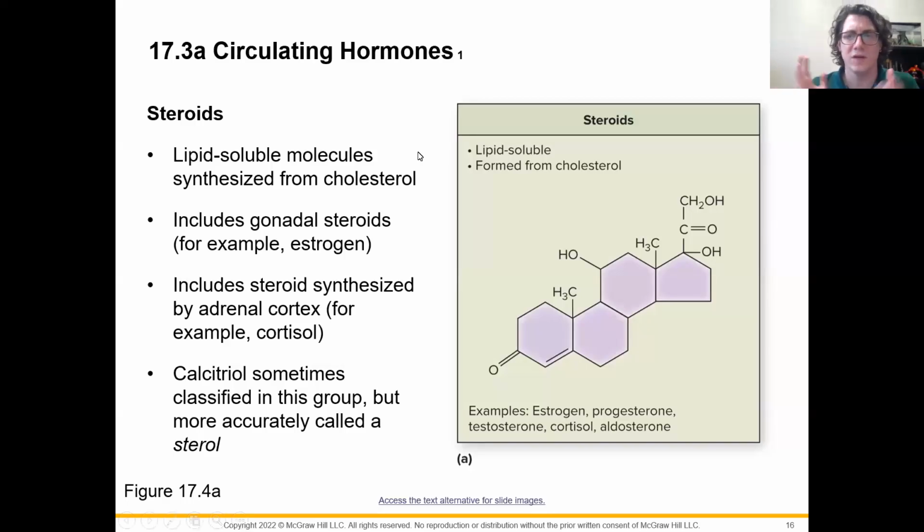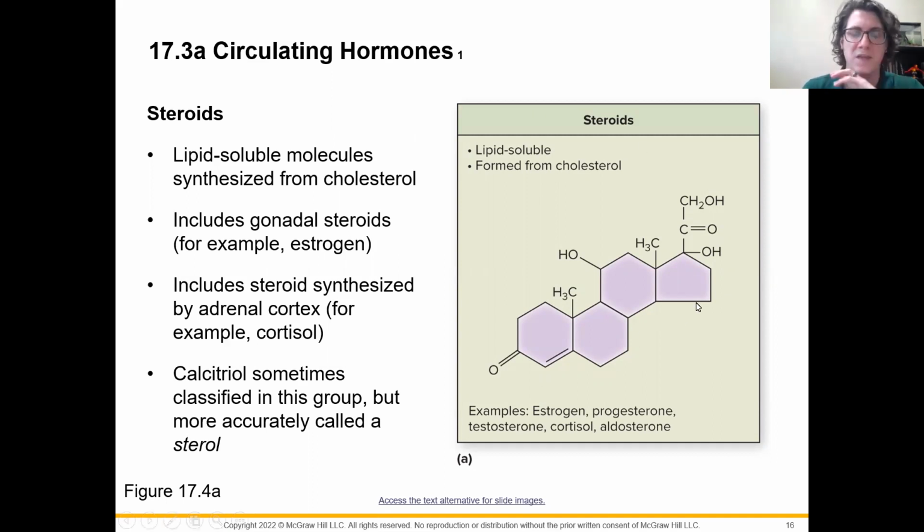Hi, everybody. So in this video, we're going to talk about the differences between lipid-soluble hormones and water-soluble hormones. Now, our lipid-soluble hormones are going to be steroid-based. Okay, so they're going to include this kind of four-ring structure.